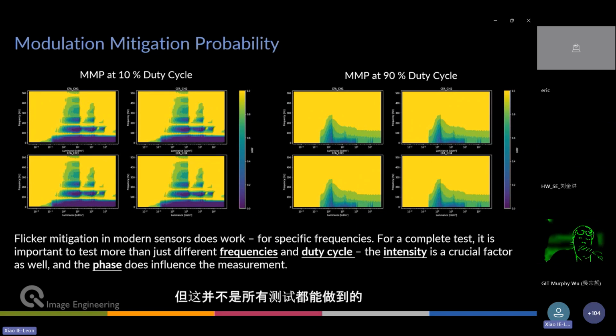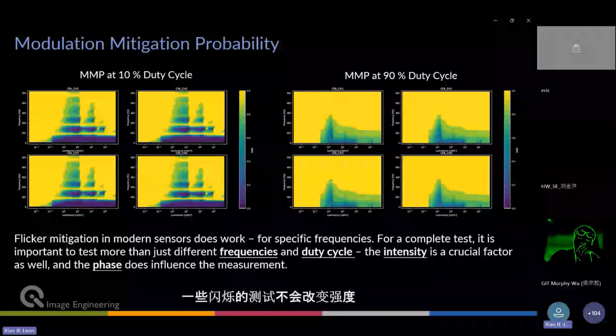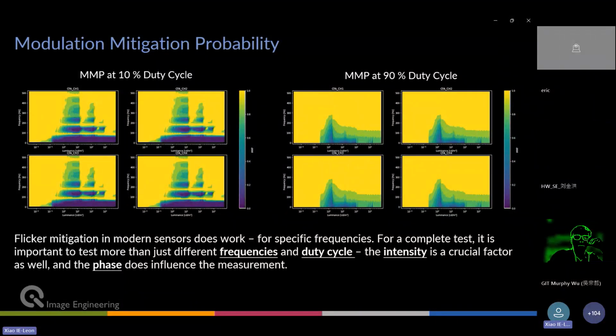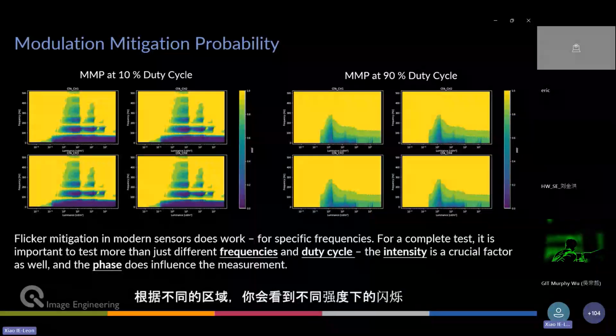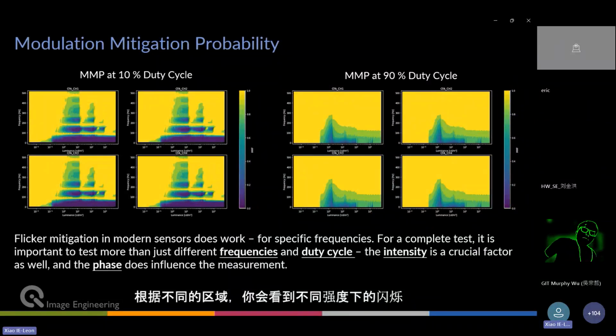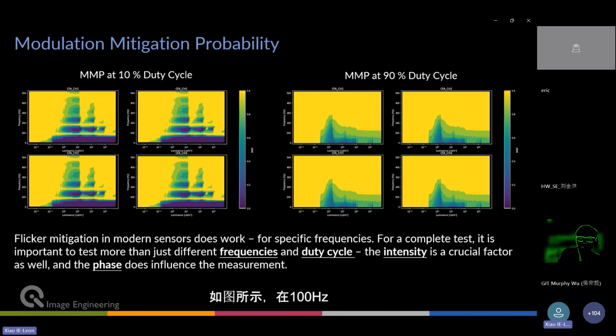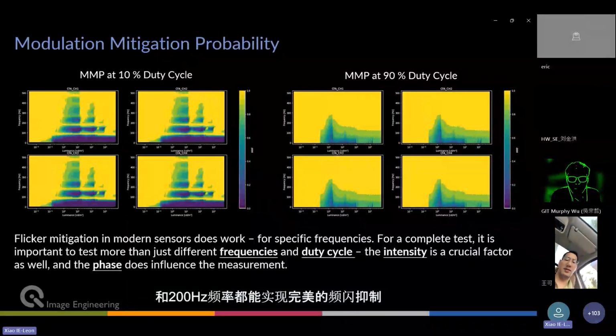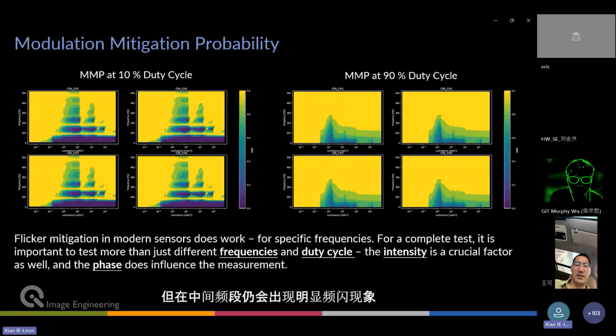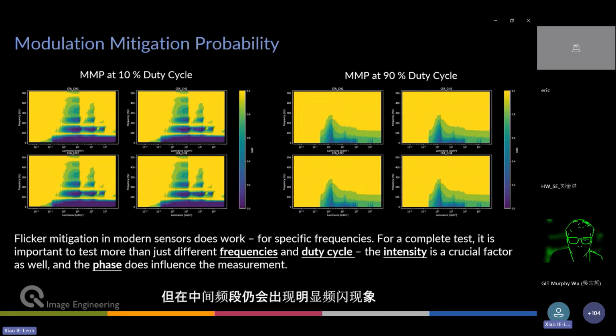That's quite obvious, but that's not what all tests do. Many tests for flicker do not change the intensity. Here this is done, and this is very important because depending on where you are in the region, you have flicker depending on the intensity. But for the frequency, it's also quite interesting. You see here, for example, at 100 Hertz, flicker is perfectly mitigated, at 200 as well. But in between, you again have strong flicker. So if your sensor has flicker mitigation, it works well for a certain frequency, but not for all frequencies. That's very important to check and to see.